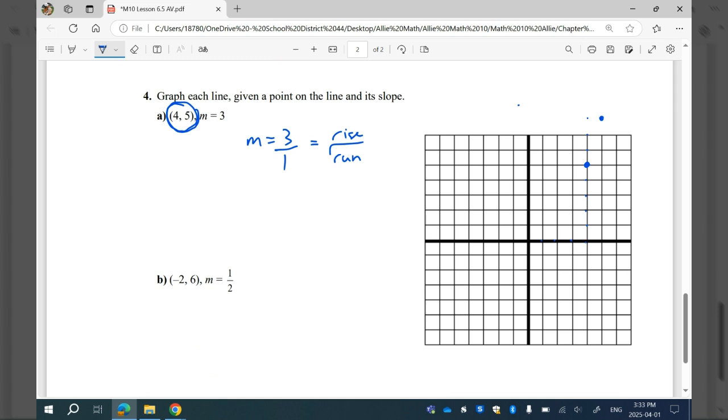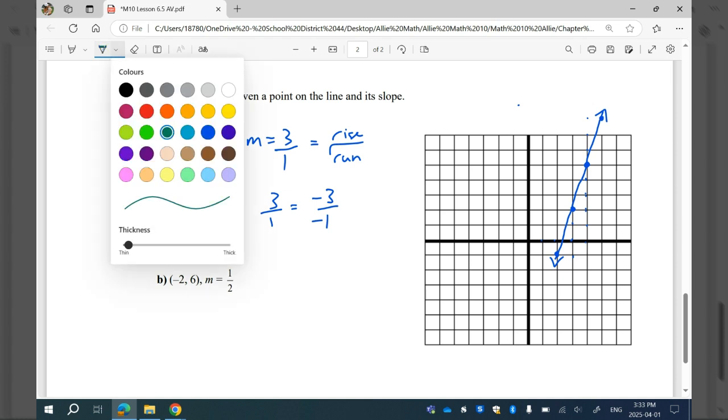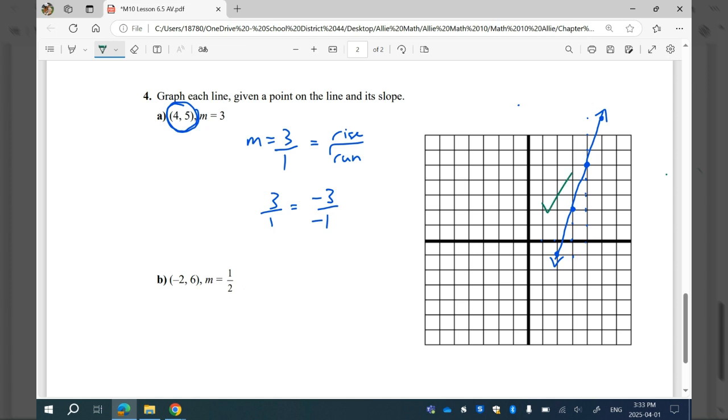To go the other way, we should know that 3 over 1 is equal to -3 over -1. So we can also go down 3, 1, 2, 3, and left 1. So there you go. Our line looks something like that. It does have a positive slope. 3 is a positive slope. Our line moves like a check mark, so that's good.